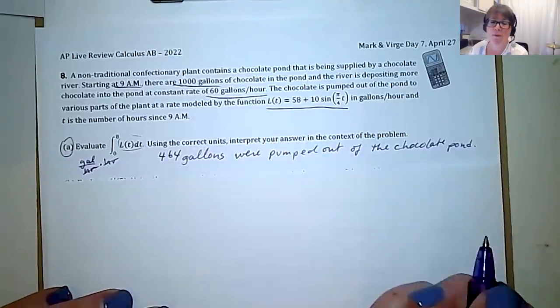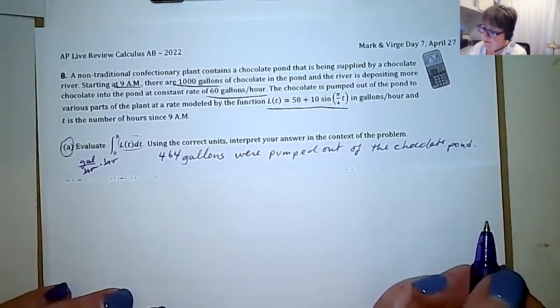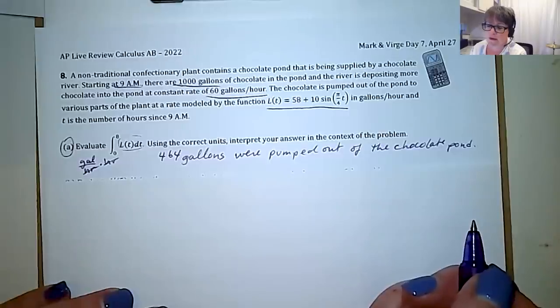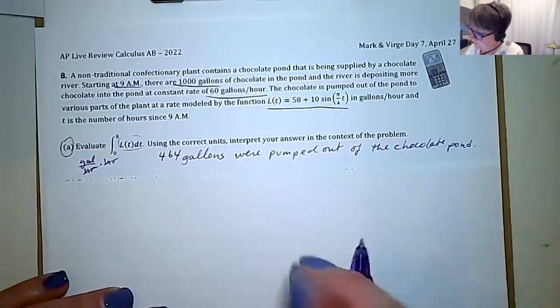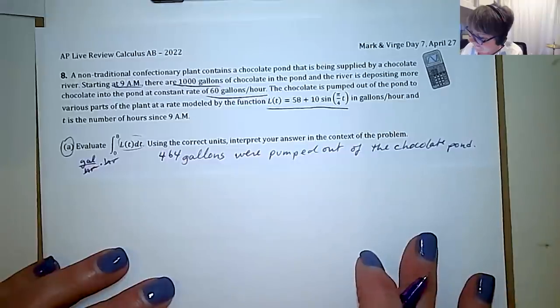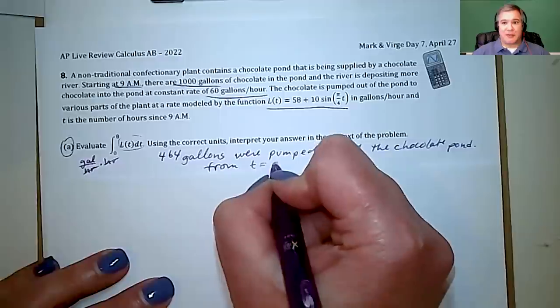I could say from 9 a.m. to 8 hours later. I could say from T equals 0 to T equals 8. I could say over the course of the 8 hours after 9 o'clock, there's lots of ways. English, unfortunately, has lots of ways of saying the same thing. I would caution, though, what you don't want to say is during 8 hours.